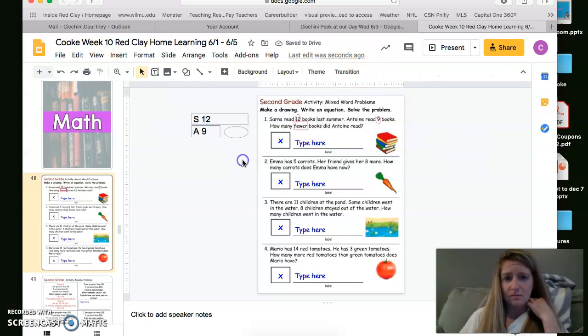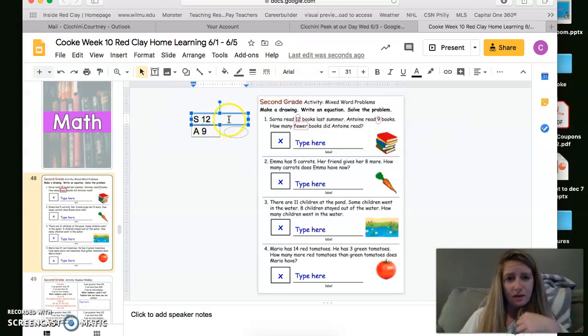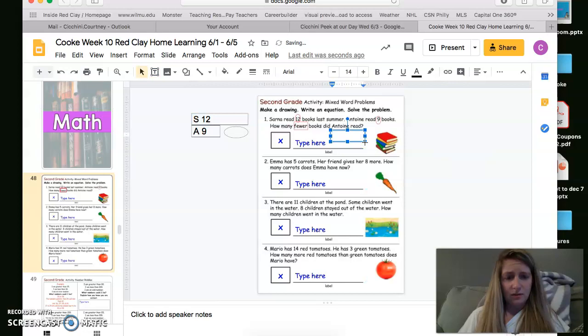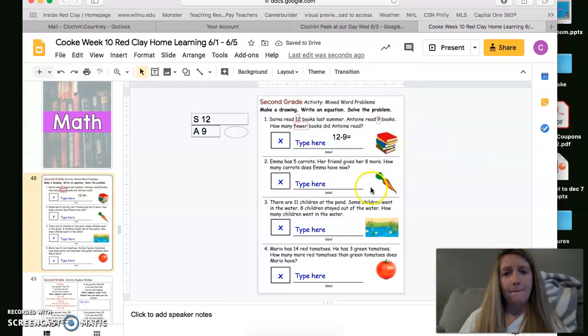That tells me, if I look at this like a math mountain, that I have the top of my math mountain and the bottom of my math mountain. When I have the top and the bottom, I know that I have to subtract. So I'm going to insert a text box so I can write my equation. My equation would be 12 minus 9 equals, and then you can solve that one. Then you can type your answer here and your label.